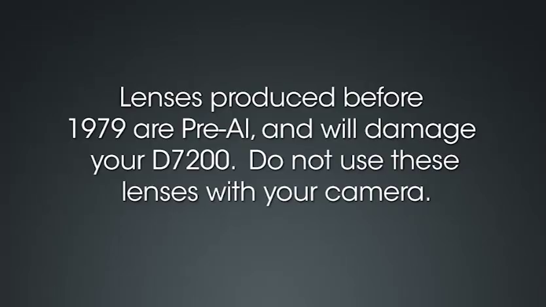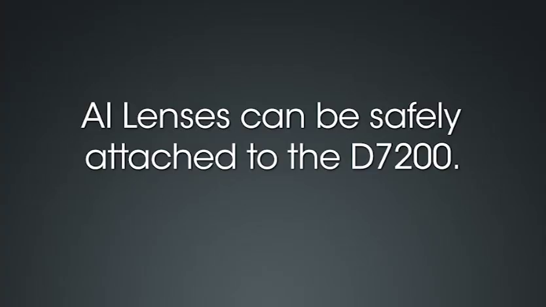First, lenses that were produced prior to 1979, pre-AI lenses, will cause serious damage to your camera's mirror, so do not try to attach one of these to your D7200 body. If you have questions about a lens, refer to your camera's owner's manual for a complete list of incompatible lenses and accessories. Most lenses produced after 1979, or AI lenses, can be safely attached to your camera body.